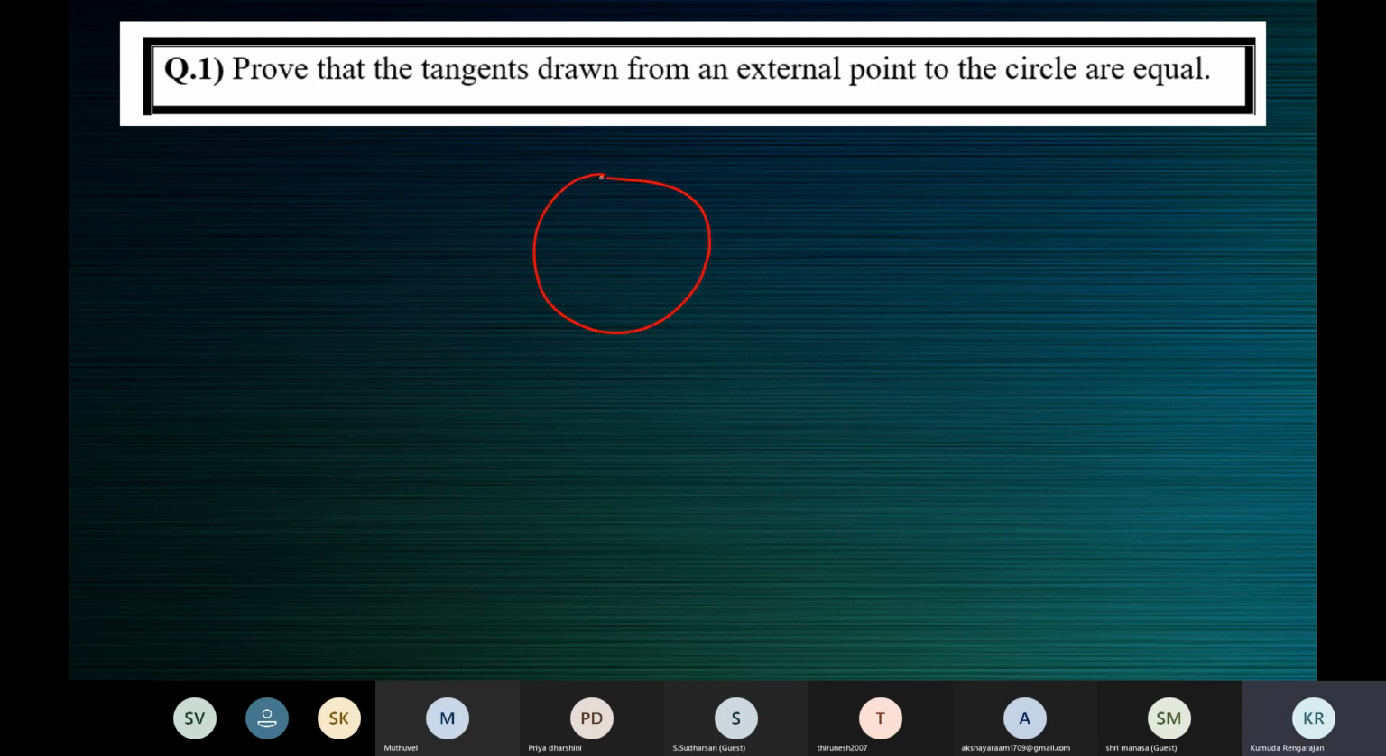So we take a circle with center O. We need to prove that tangents from an external point to the circle are equal. So let the external point be P. Let PT and PQ be the tangents from the external point P to the circle. Now after this, please continue the proof.